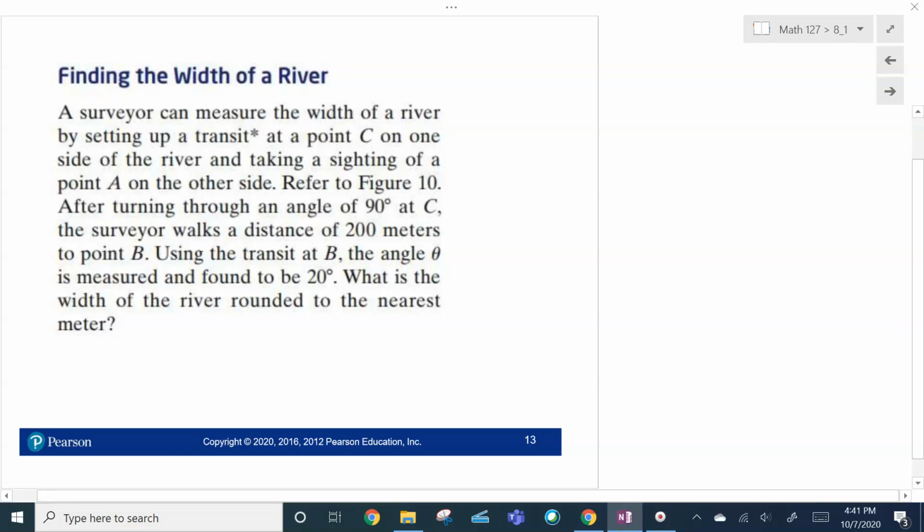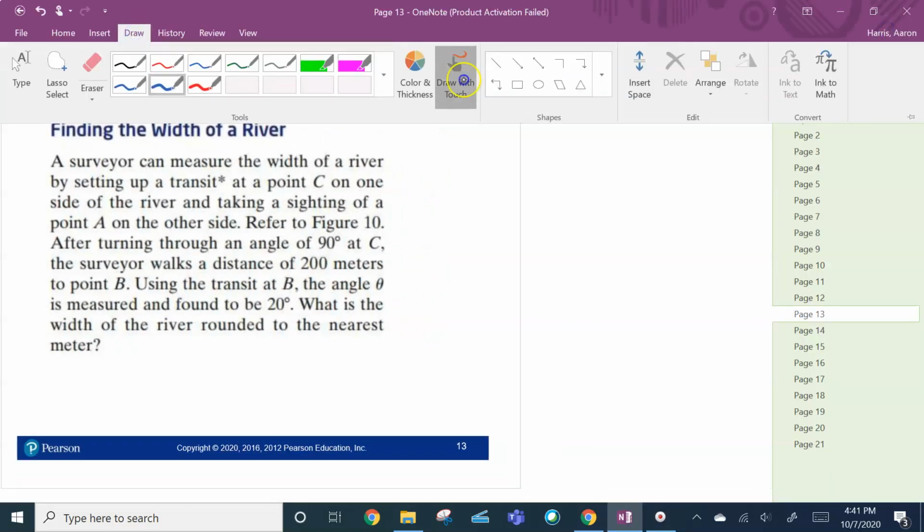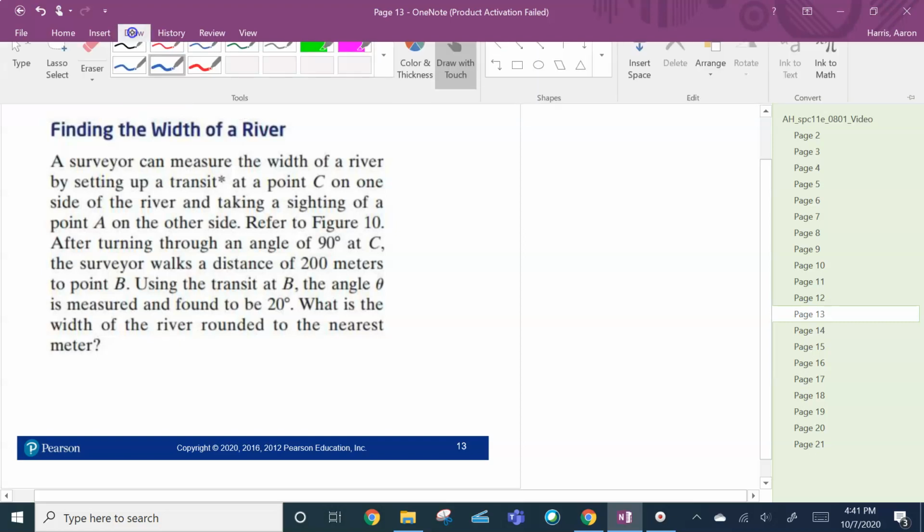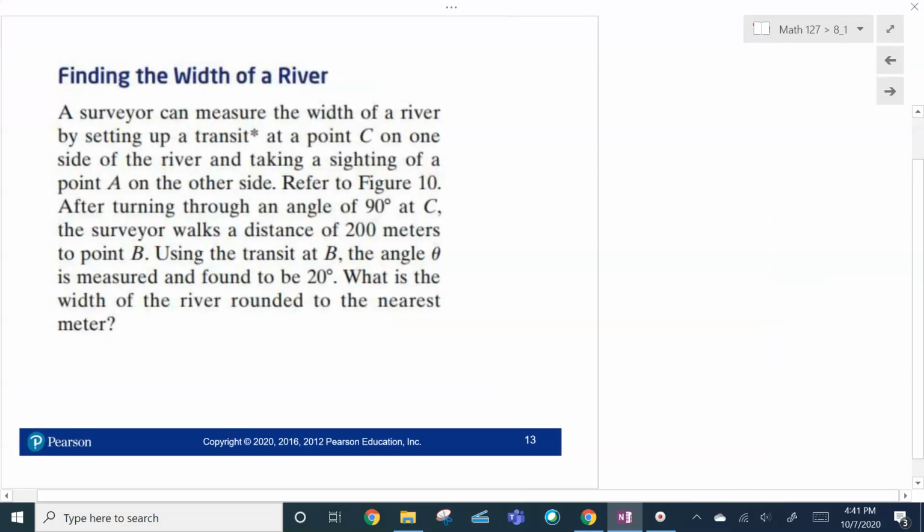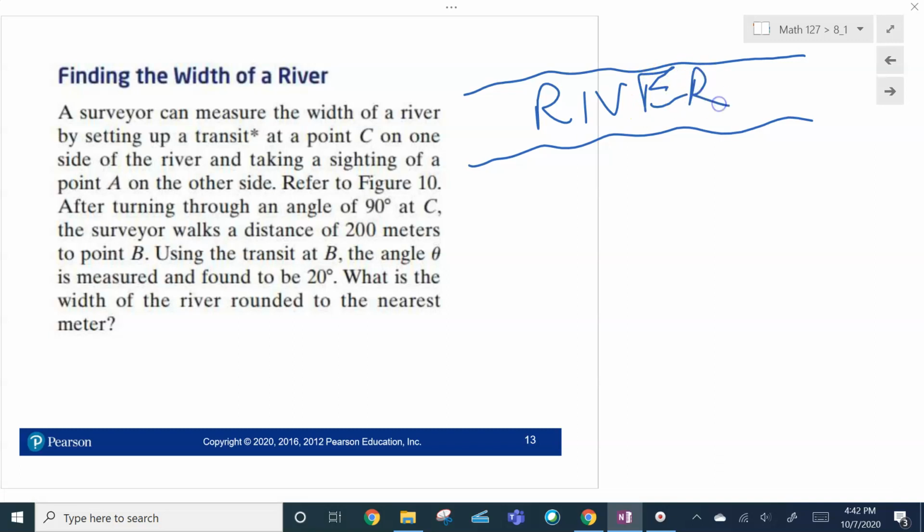So let's say we've got this river. A surveyor sets up a transit at a point C, so we've got this point C right here on one side of the river, taking a sighting of point A on the other side.